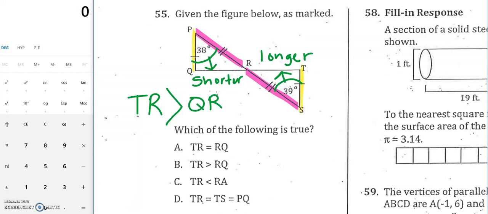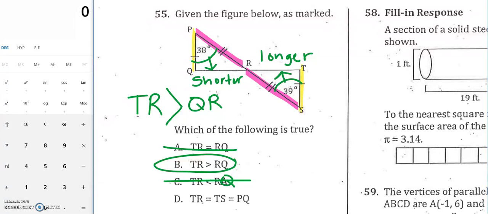Now, part A says that they're equal. Nope, they are not equal. And notice it says RQ instead of QR. That's fine. It doesn't matter how you name the line segment as long as you use the endpoints. Now, the next one says TR is larger than RQ. That's exactly what we said, so I like that. Now, C says TR is shorter than RA. Well, we're not talking about RA at all. I don't even know where the A came from. It's probably a typo. They probably mean Q.